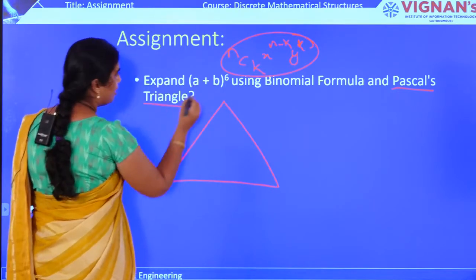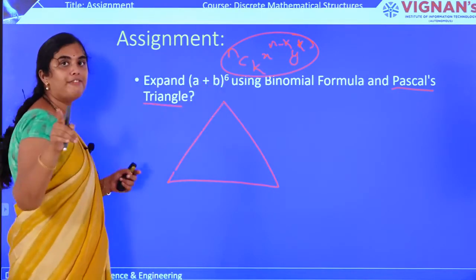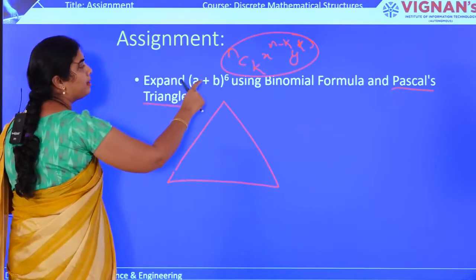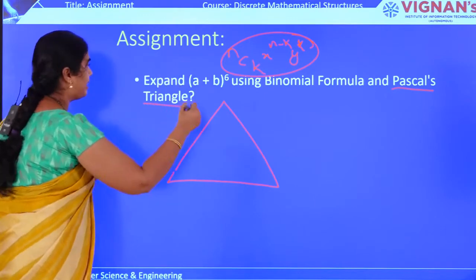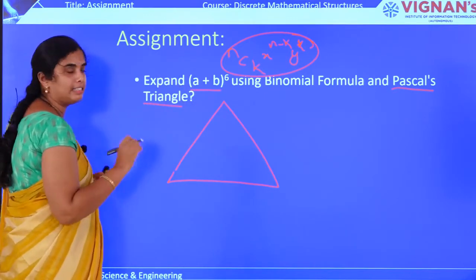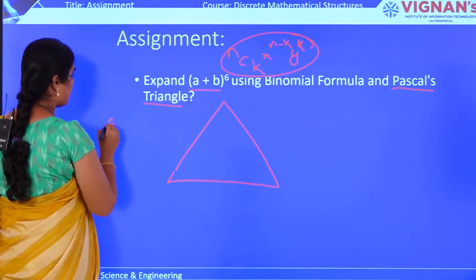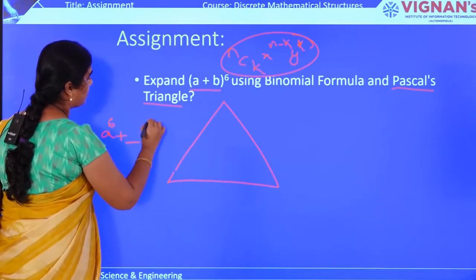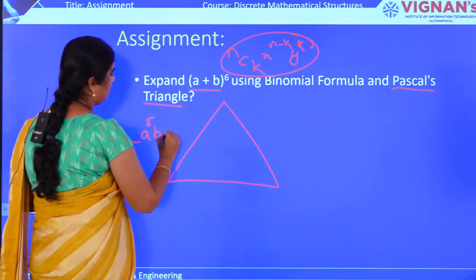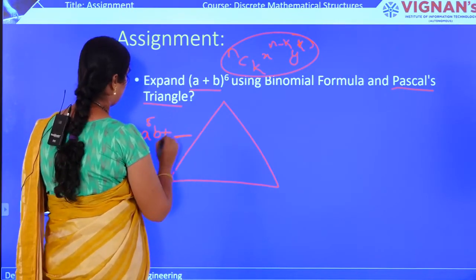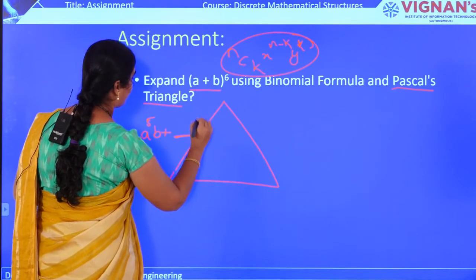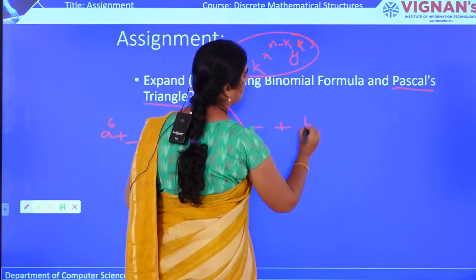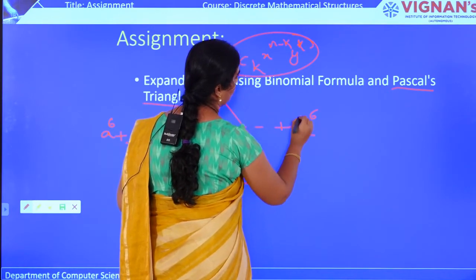As here you see a plus b whole power 6, you only find the binomial coefficients, but I will say how the powers of a and b can be raised. A plus b whole power 6 is given. So, the first term will be a power 6. Next, this is for the coefficient. Next term will be a power 5 b. Next, this is for the coefficient, a power 4 b square. See, in this way it will go up to a power 0, b power 6.